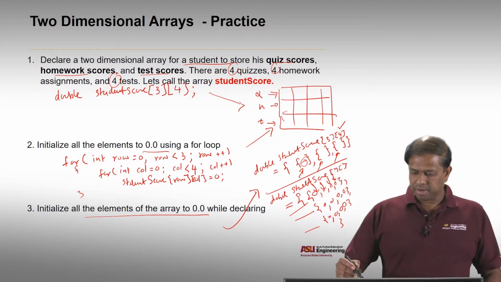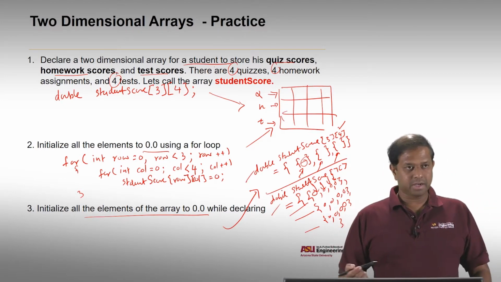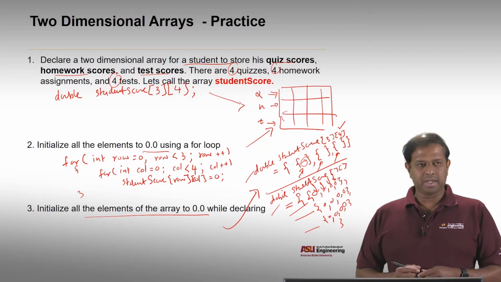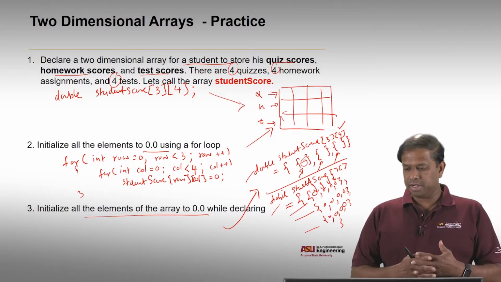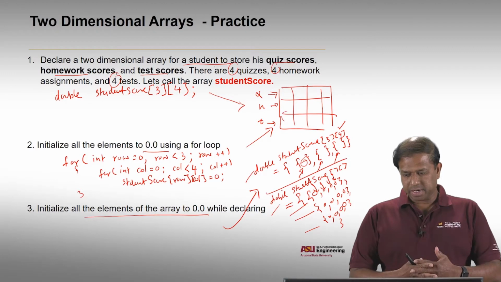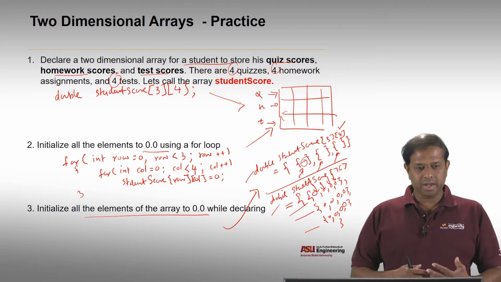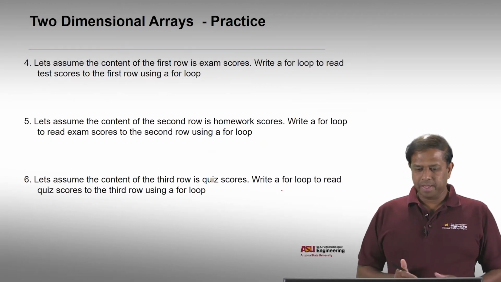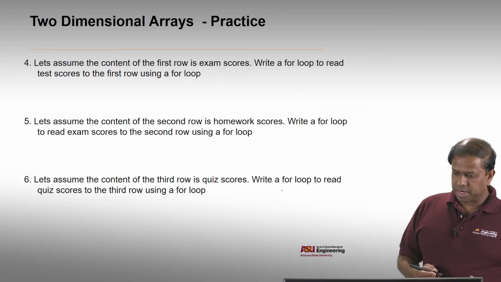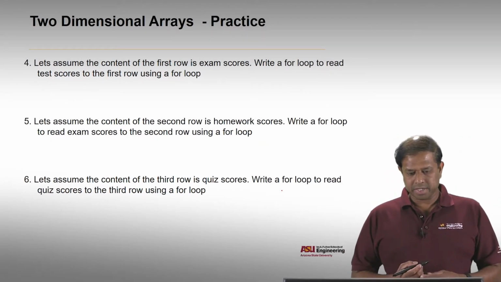So there are many ways of initializing the content of a two-dimensional array. When we declare it, we can either first declare it and then write a for loop to do that, or we can initialize it while declaring it. Now suppose we want to use that array to perform some computations there.